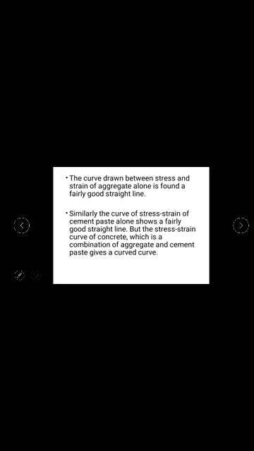See, when you have drawn the stress strain behavior of aggregate alone, it came out to be a straight line, as you can see in the slide. Now when you draw the stress strain curve for cement paste separately, that is also almost close to a straight line. But when you start mixing both of them together, aggregate and cement paste, this is no more a straight line. Now it is coming into the shape of a curve.